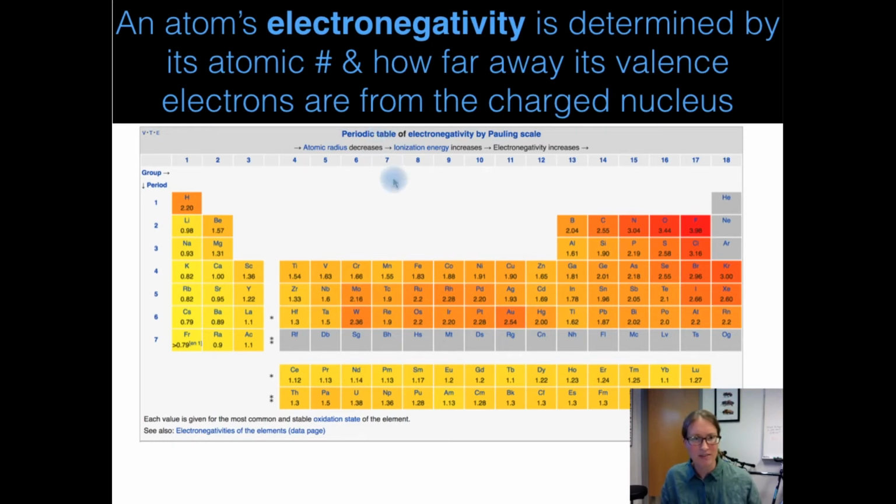So I want you in this table to now focus your attention on one atom in particular, right here, that atom oxygen. So you'll notice that hydrogen up here has fairly strong electronegativity because it's got one electron in its valence shell. Its valence shell is as close as you can get to the nucleus. But hydrogen's electronegativity is weaker than the electronegativity of oxygen.